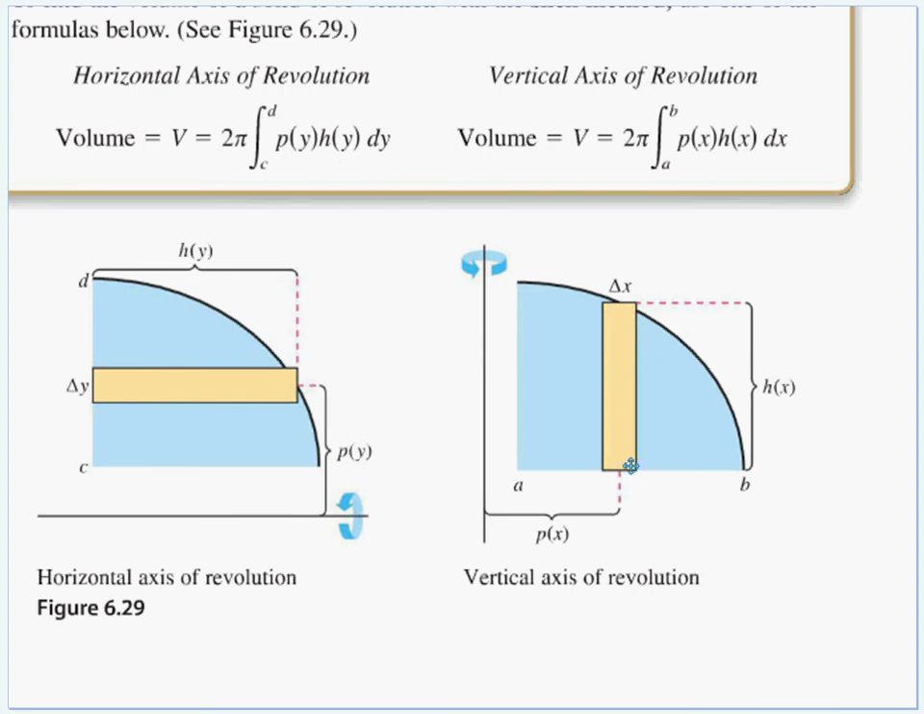If we now go with a vertical axis of revolution, here we are rotating around y. So we are going to be parallel to that axis, meaning we are perpendicular to x. So now our formula is 2 pi, integrate a to b. Those numbers will come from the x-axis. And we have p of x, our distance from the axis of revolution, h of x, the height of our representative element, and then dx as our variable of integration.